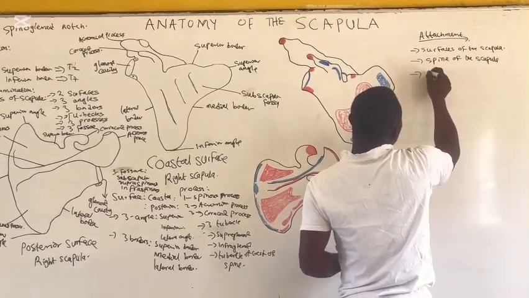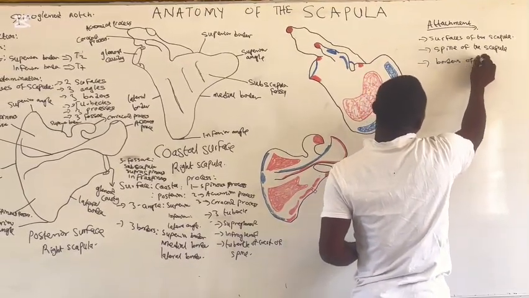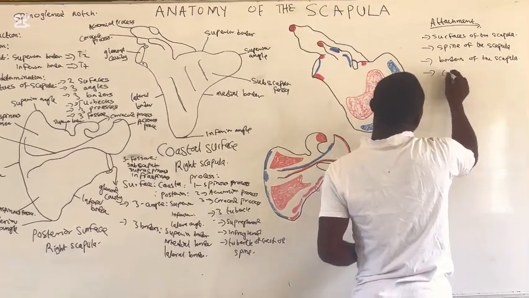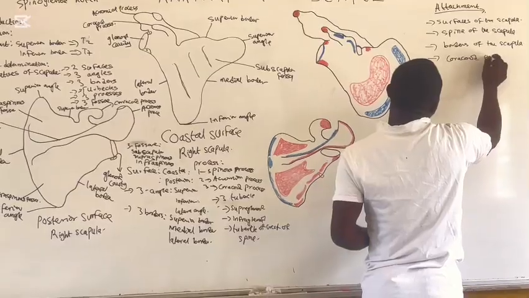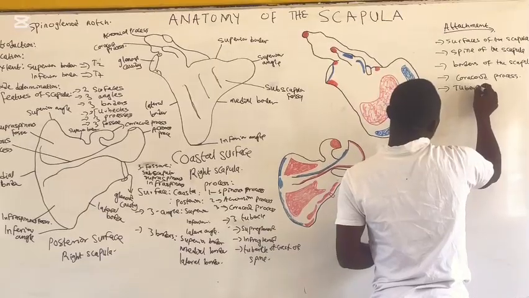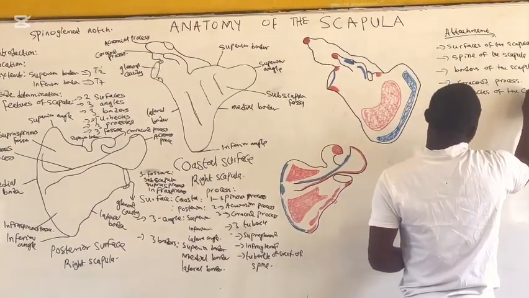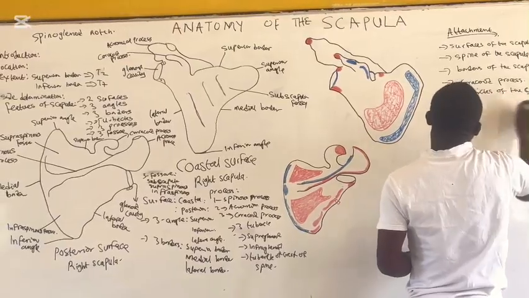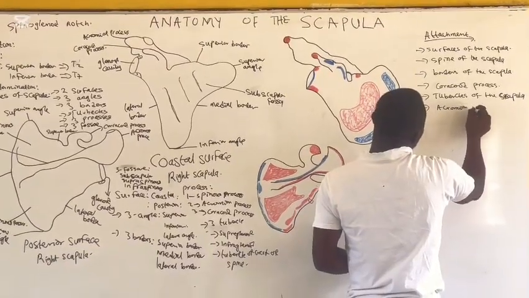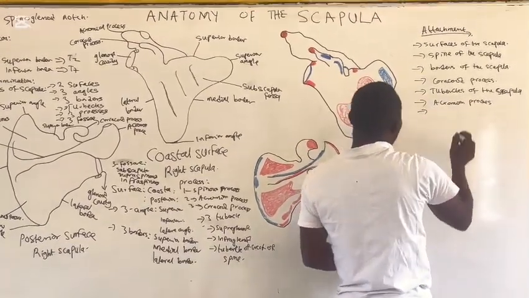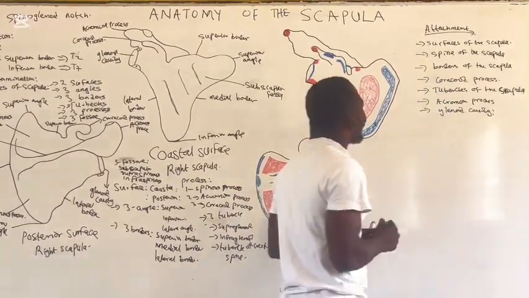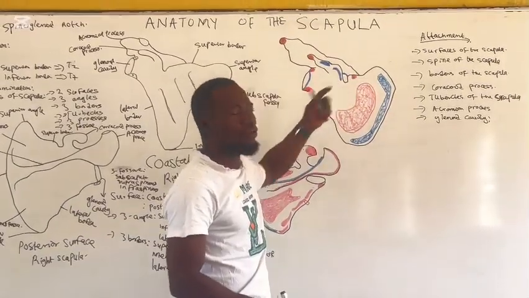The attachment on the borders of the scapula, the attachment on the coracoid process, the attachment on the tubercles of the scapula, and the attachment on the acromion process, attachment on the glenoid cavity. So we'll be looking at the structures that are attached to these parts of the scapula.